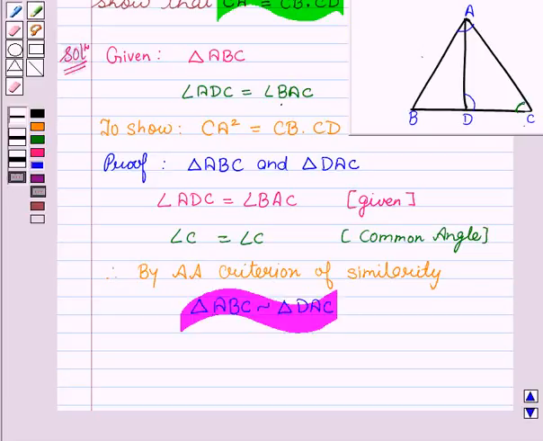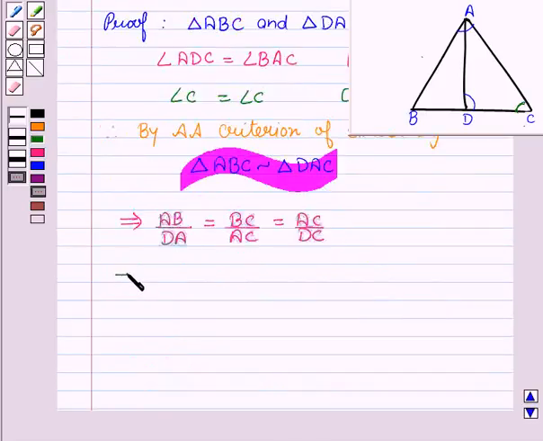Now, we all know that if two triangles are similar, then the ratio of their corresponding sides are equal. So, this implies AB upon DA equals BC upon AC equals AC upon DC. This implies CB upon CA equals CA upon CD.